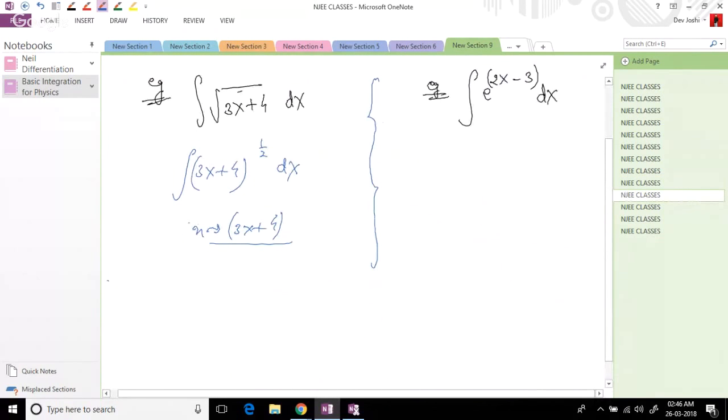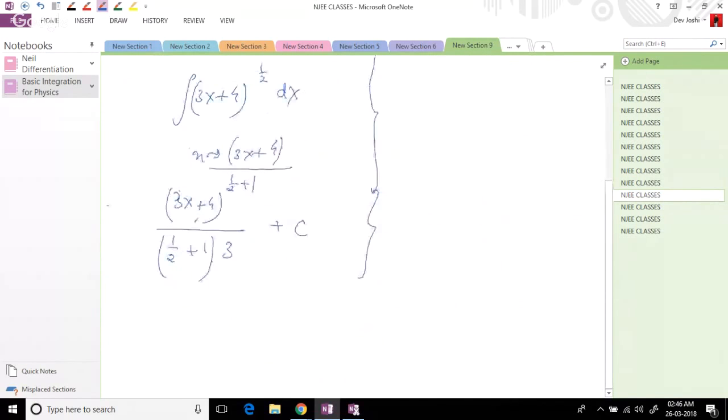So it is basically integral of x to the power 1 by 2. What is that? x to the power 1 by 2 plus 1 upon 1 by 2 plus 1. Okay, so 3x plus 4 to the power 1 by 2 is what? 3x plus 4 to the power 1 by 2 plus 1 divided by 1 by 2 plus 1, and divided by what? Coefficient of x. So that is 3, plus c.